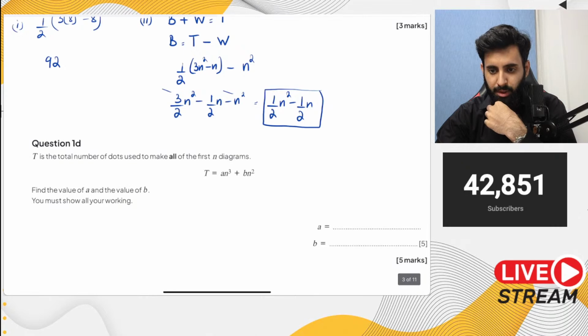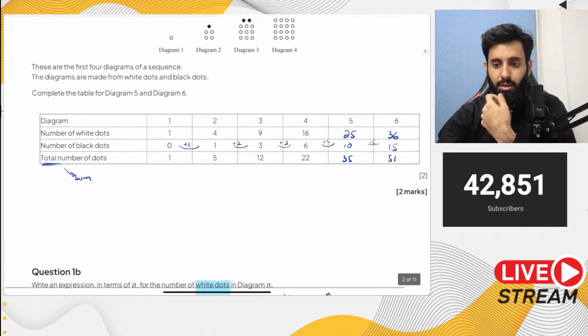Sir, can we use the quadratic sequence method on cubic sequences, when you subtract the new sequence from the original? Yeah, you can do that. Sir, can you show the table again? Yes, here you go. Have a look at the table.